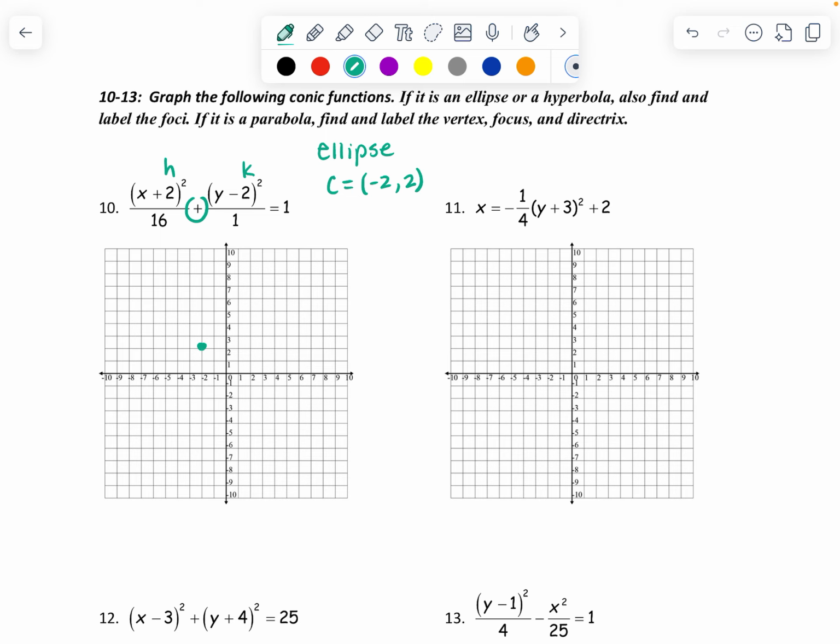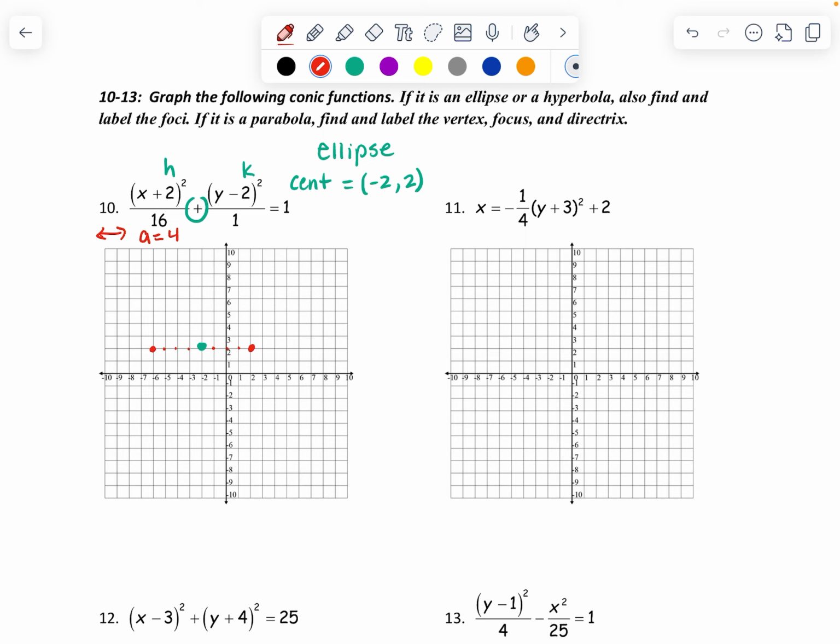Then you need to be able to identify your A's, B's, and C's. I should not call this C; I should write out center. What is your A value? Your A value is underneath the X. This is your right and left movement, and it's the square root of 16, which is 4. So this is how far you move right and left. I'm going to go right 4 from the center, 1, 2, 3, 4, and left 4, 1, 2, 3, 4.